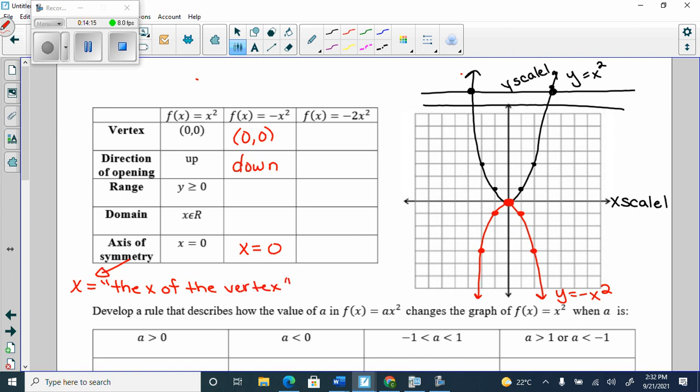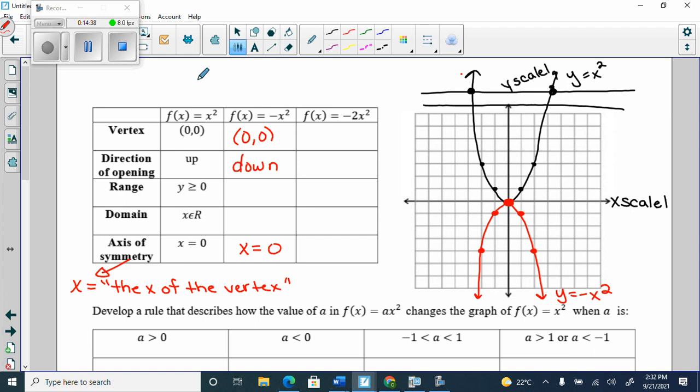You're not going to write this in quotes. It's just, you find out the vertex and you put the x value here, right? It's 3, 7, 9, whatever. If my vertex was at 3, 7, let's pretend, my axis of symmetry would be x equals 3, because it's whatever the vertex x value is. Okay? But we've just got zeros up until now.